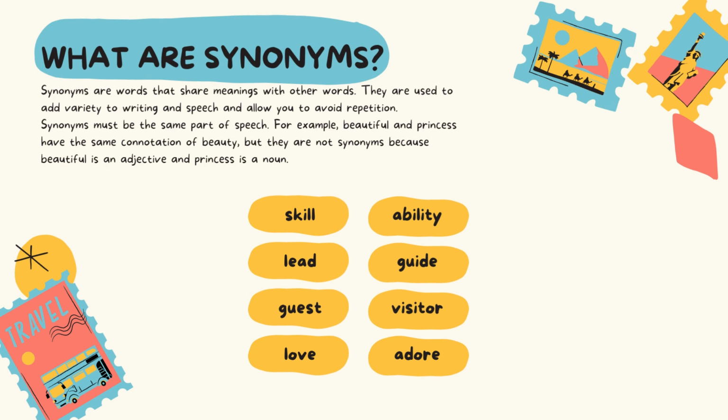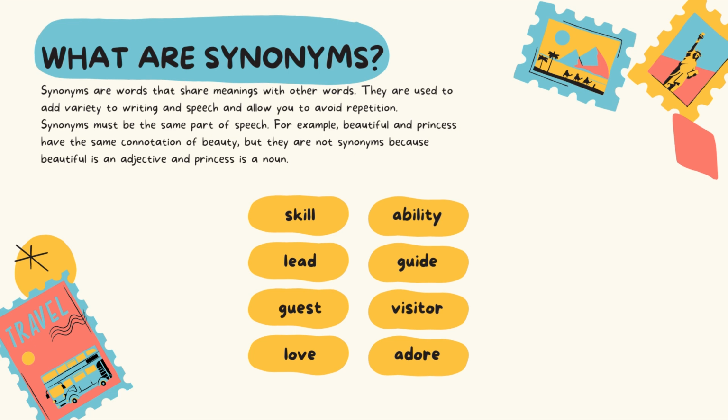And in here we have some common examples. The most common examples are going to be adjectives because, as we learned in the previous class, they describe nouns and they talk about characteristics. So it's an easier way to use synonyms when we talk about characteristics. For example, skill and ability, they have the same meaning. Lead and guide, guest, visitor, love, and adore.